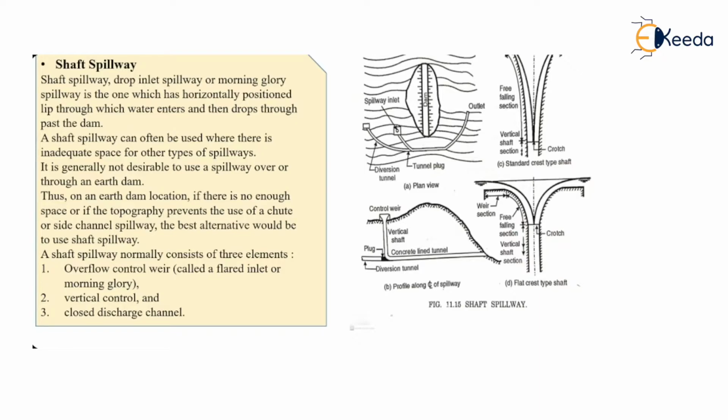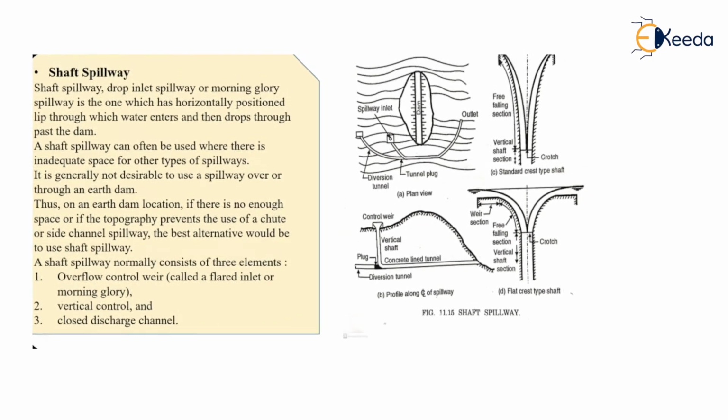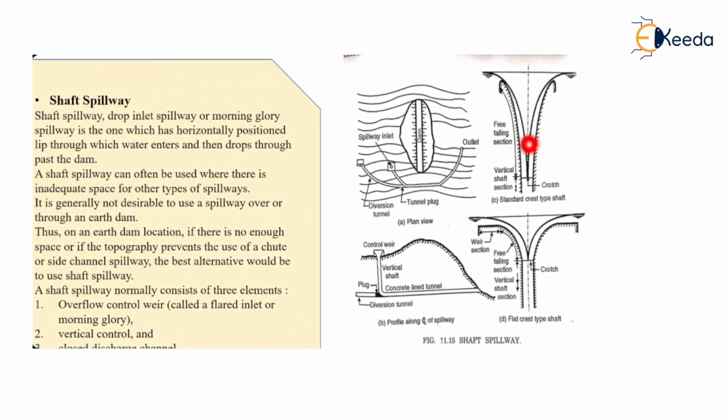Basically, a small shaft spillway may be constructed entirely of metal, concrete pipe, or clay tile. The vertical shaft of large structures is usually made with RCC, because tremendous kinetic energy will be passing through it.